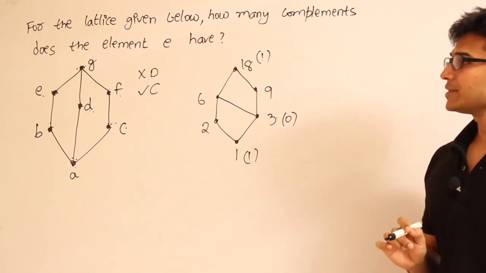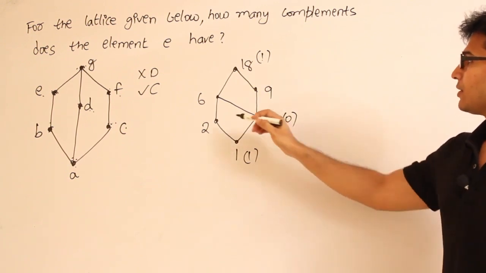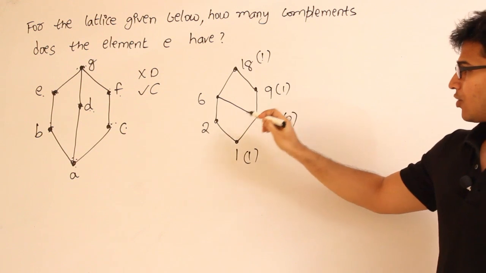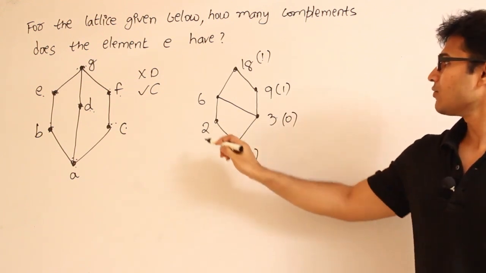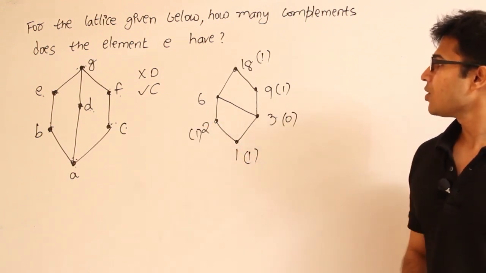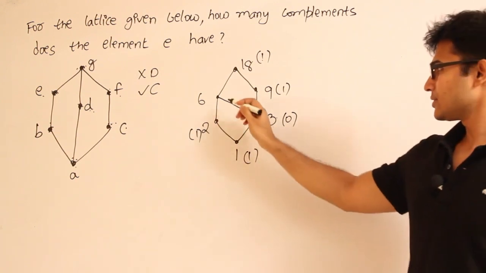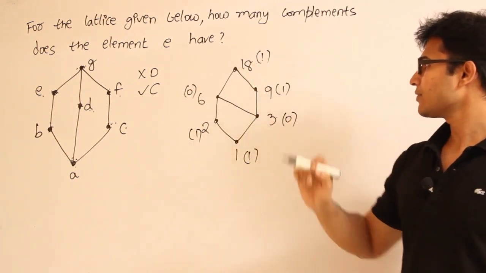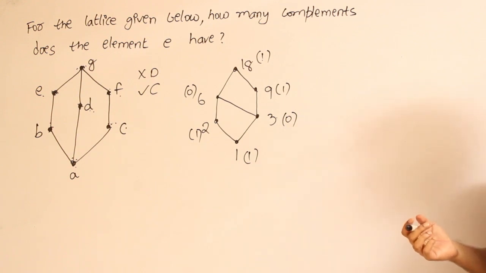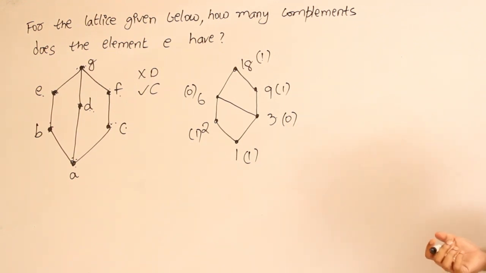How many complements does 9 have? 9 has 1 complement, which is 2, right? And how many complements does 2 have? 2 has only 1 complement, which is 9. How many complements does 6 have? 6 has 0 complements. 6 is not having any complement. So 3 is not having any complement and 6 is not having any complement.